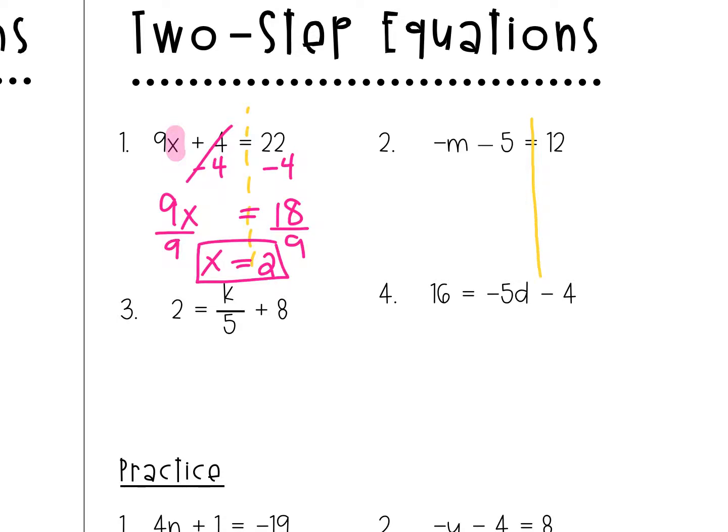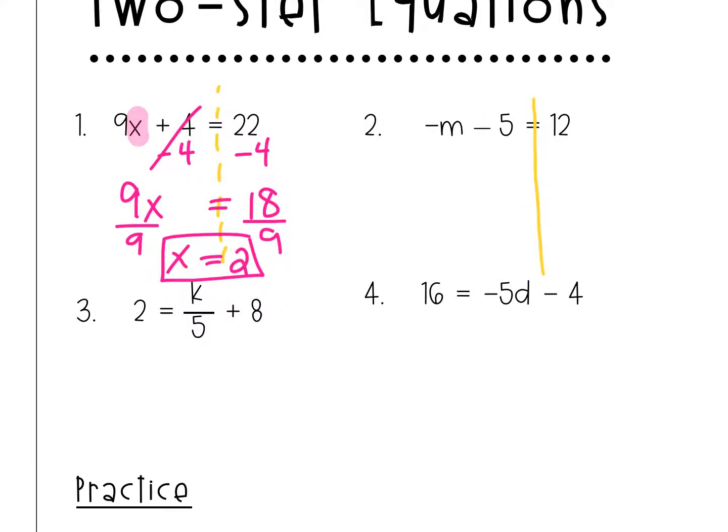Okay, next problem. -m minus 5 equals 12. It might seem like there's only one step, but there are actually 2 steps because, again, we want to get the letter by itself. I want m to be by itself. I don't want it to be -m.